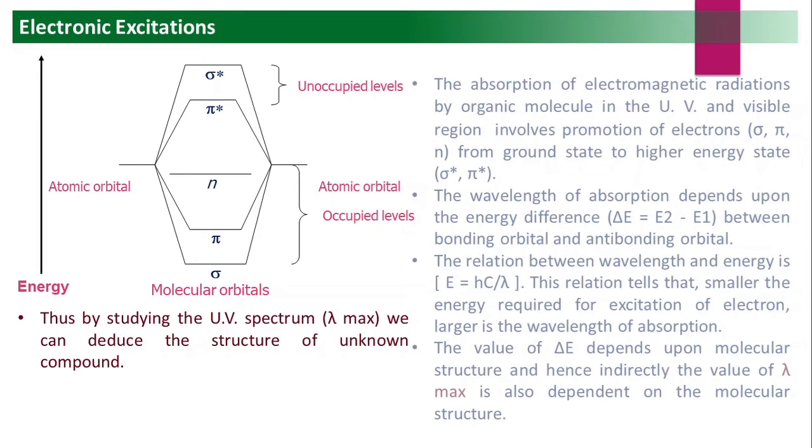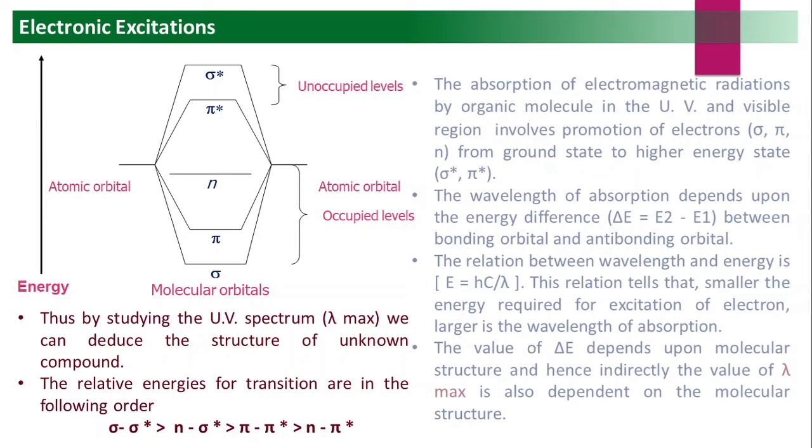Thus, by studying the UV visible spectrum, that is lambda max, we can assign the structure of an unknown compound. The relative energies for the transitions are in the following order: sigma to sigma star requires higher energy than n to sigma star, then pi to pi star, then n to pi star. See, the gap for sigma to sigma star is higher, so it requires higher energy because delta E is higher, so the wavelength required is less. Then n to sigma star transitions require more energy than pi to pi star and n to pi star.